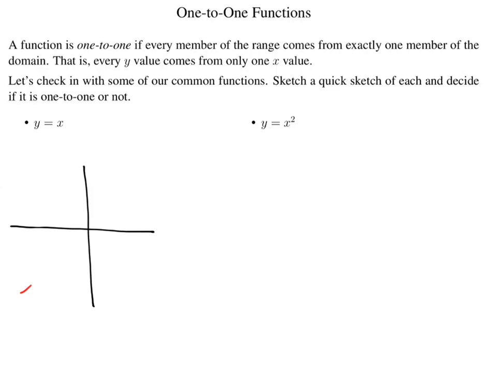So we've got y equals x. These are really rough sketches. I'm sorry about the lack of straight edge. But this passes what we call the horizontal line test. If I drew any horizontal line through the graph, the red graph, it would only hit it once. So it's good. So that is one-to-one.